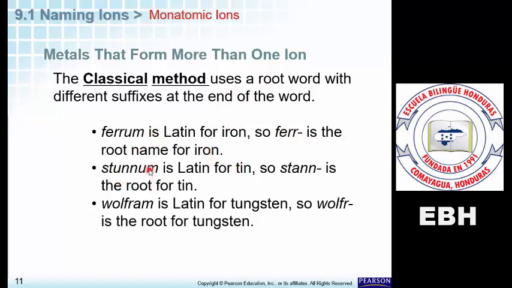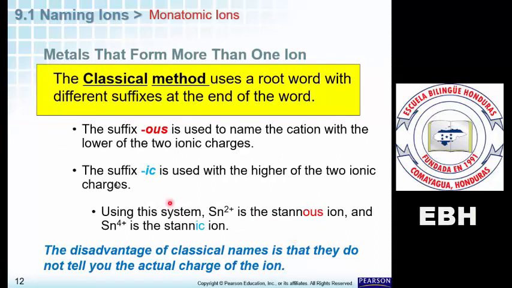And you have another two examples of the classic method. In the classic method, we use a root word with different suffixes at the end of the word. The suffix OUS is used to name the cation with the lower of the two ionic charges. And the other suffix, IC, is used with the higher of the two ionic charges.